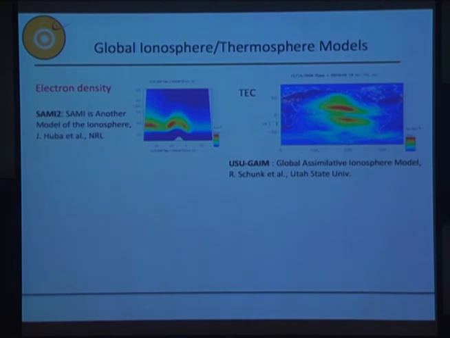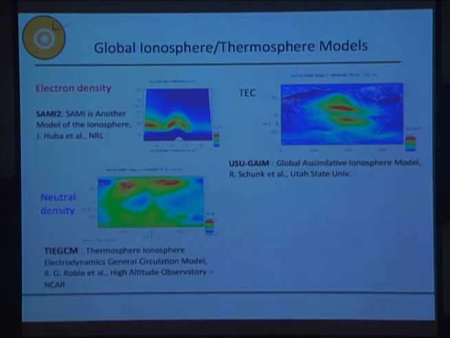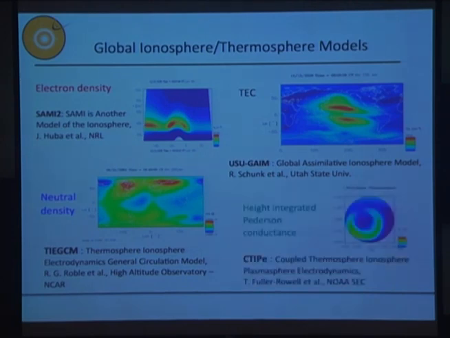Also, these models provide thermosphere parameters, such as neutral density. This is from the TIEGCM model. This model has become available at CCMC since last month. Also, you can get information from these models about the electrodynamics in high latitude, such as height-integrated Pedersen conductance. This is from the CTIPe model.